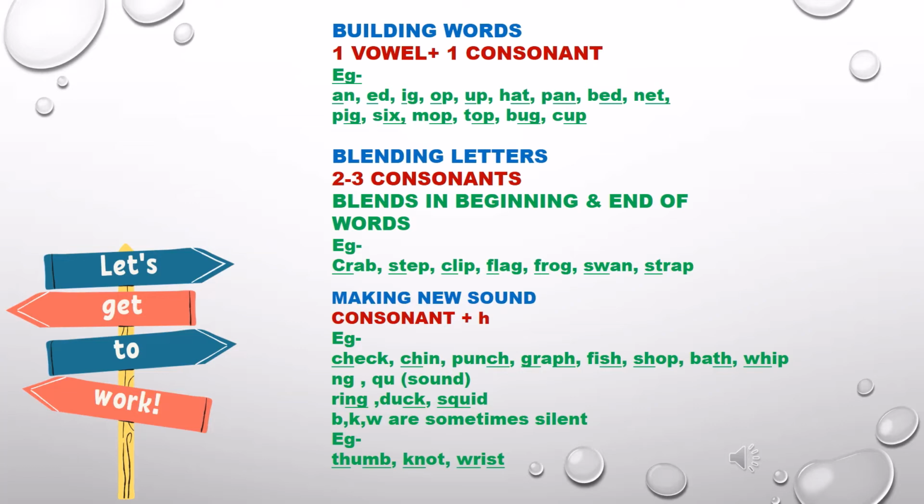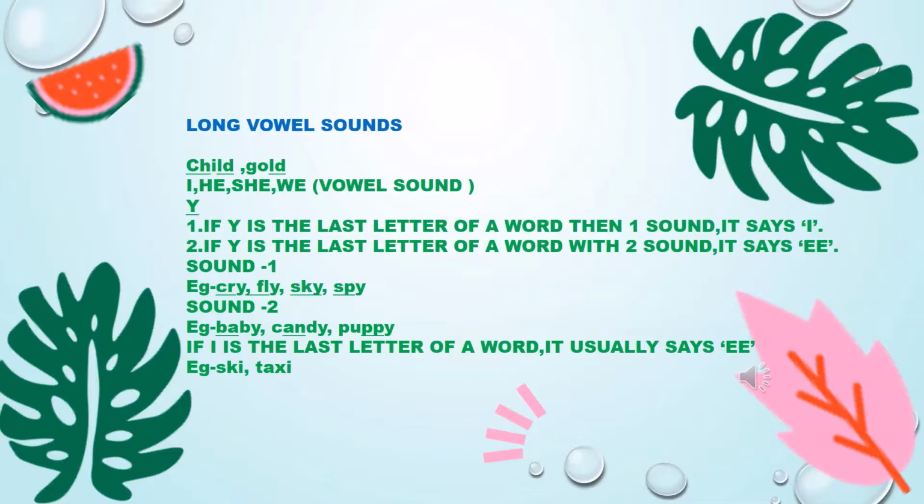Some sounds like qu in quack, like duck, squirrel, and many more. B, K, W are sometimes silent. Example: thumb, knot, wrist, and many more. Kids, some long vowel sounds like child, cold, I, he, she, we are vowel sounds.